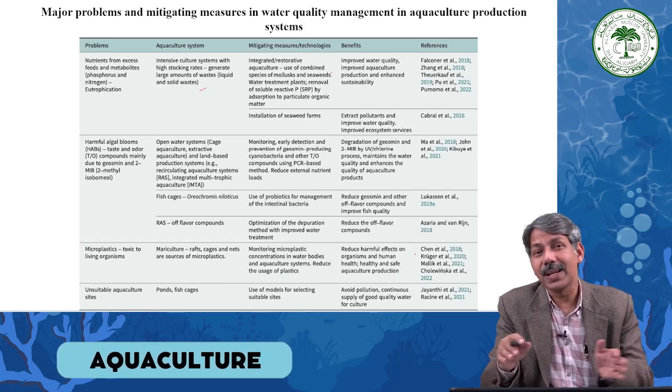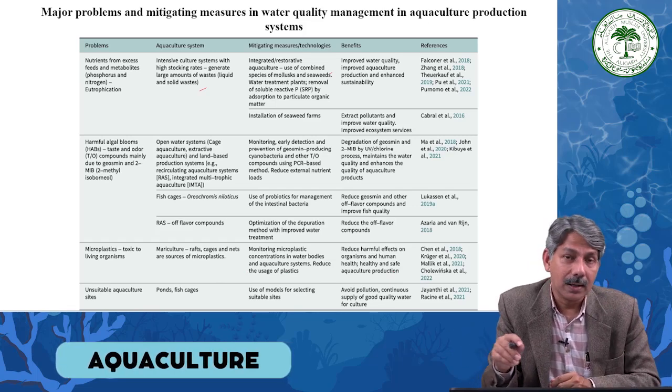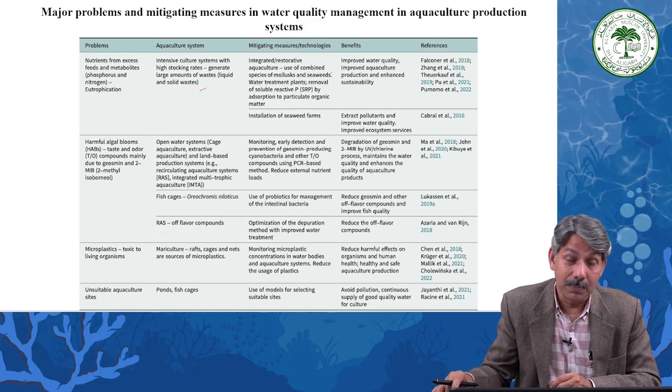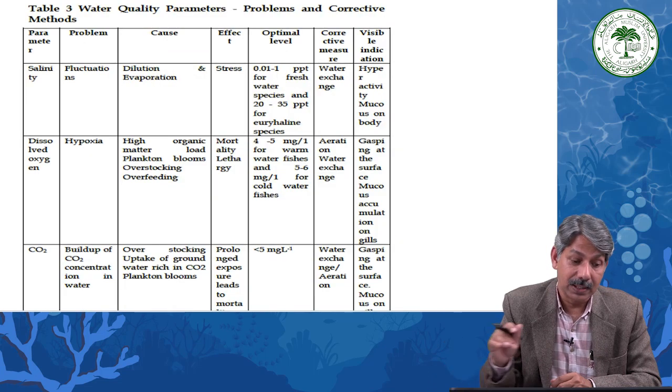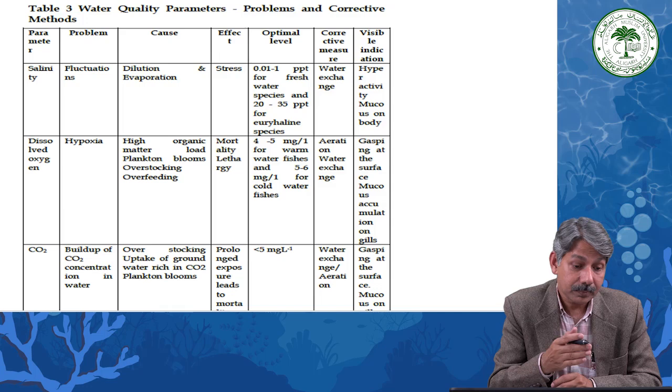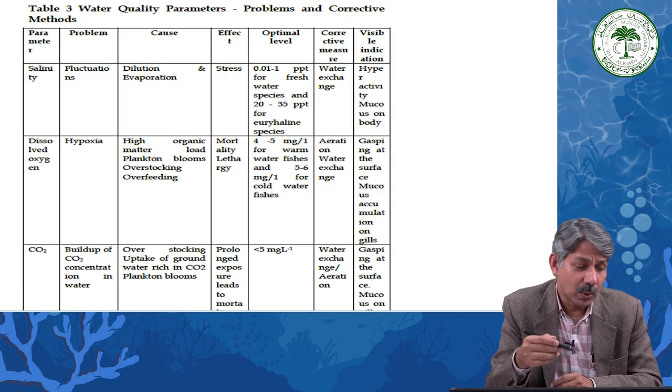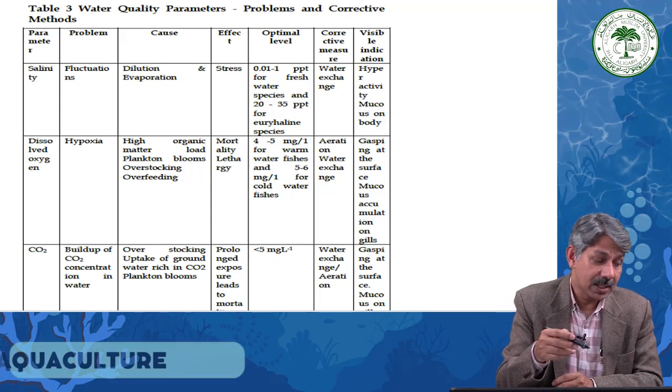So, there are different ways to take care of the environment by taking care of the water quality, the ambient environment of the species that you are culturing. Now, very quickly, I have taken from some source, the reference is given. Water quality parameters, problems and corrective methods. What are different types of problems and what kind of corrective measures can be taken?